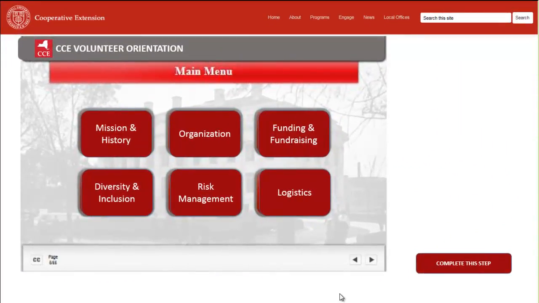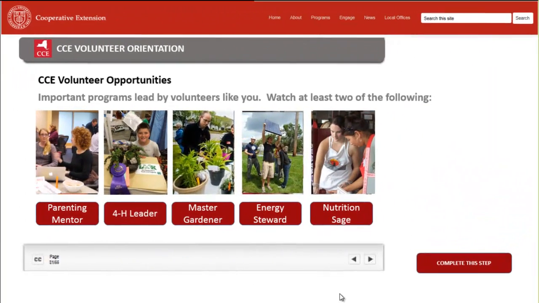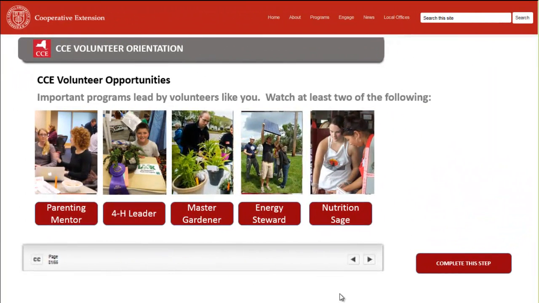Additionally, the introduction to CCE will have segmented content about major topical areas. The learner can choose which topic to watch first, last, etc., so they get to make some choices. And because not all the content will be relevant to each potential volunteer, some of the content will provide for learner-centered choices. So you can see here, there are important programs led by volunteers listed, and the directions are to watch 2 of the following.